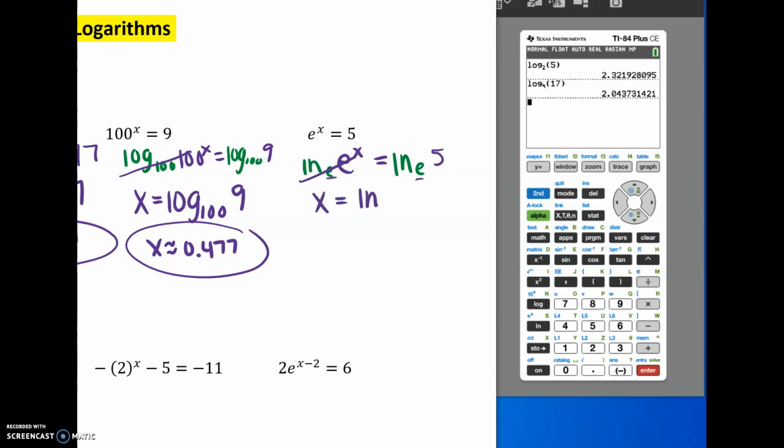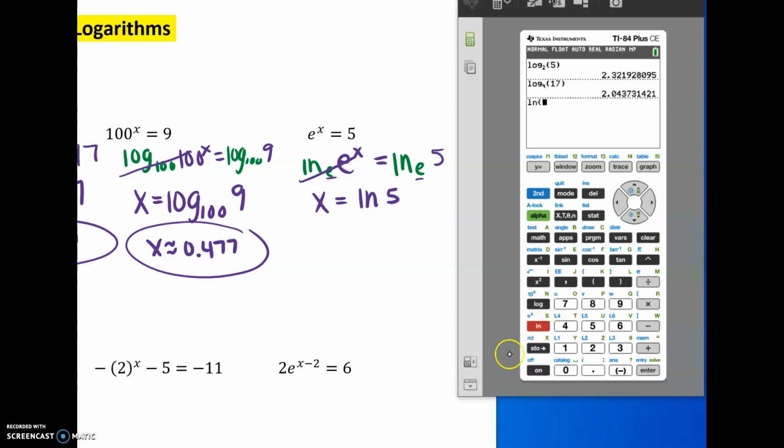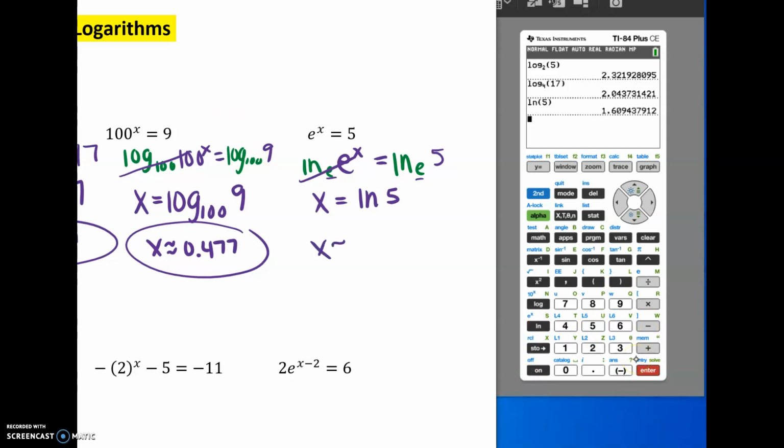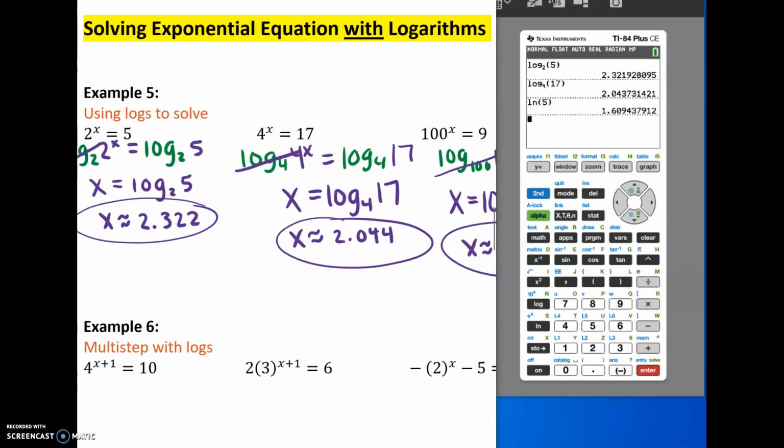And now we have the natural log of 5. I'm going to go ahead and not write that base because we know that the base is e when it's a natural log. So when you have that ln. Okay. Now, when you're doing natural log, that one actually is on the screen. It's on the left column. So natural log of 5, enter. You get x is approximately 1.609. Okay, so that's it for example 5.